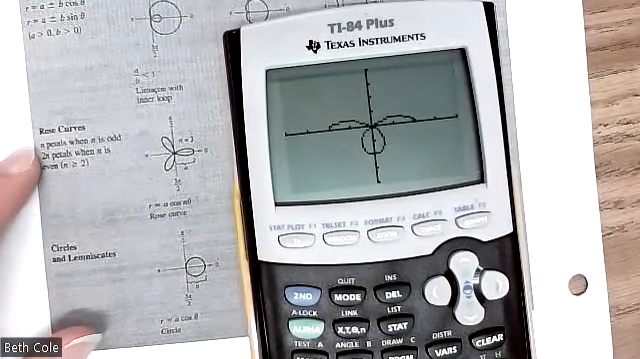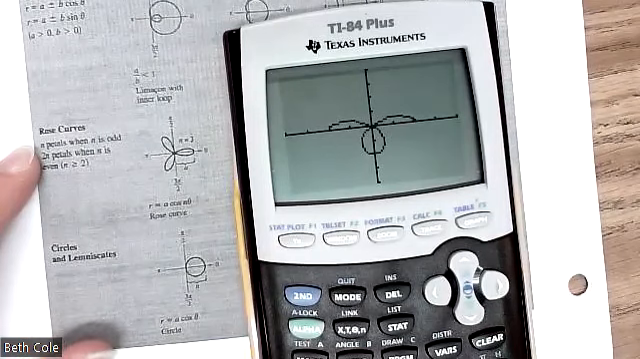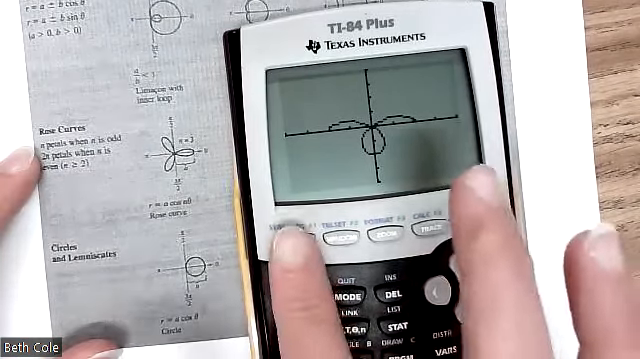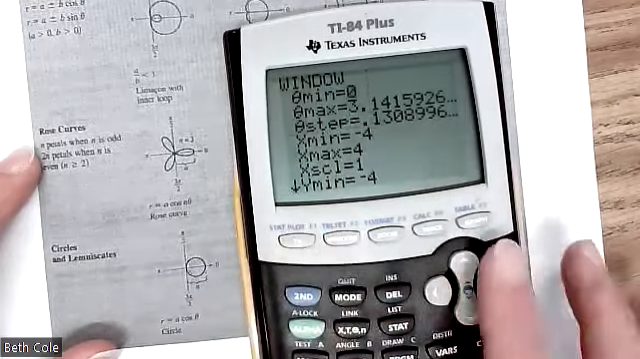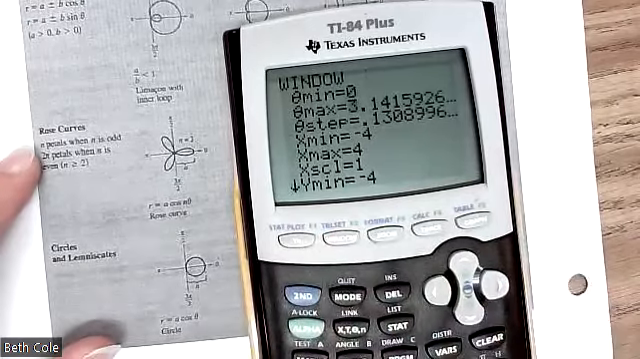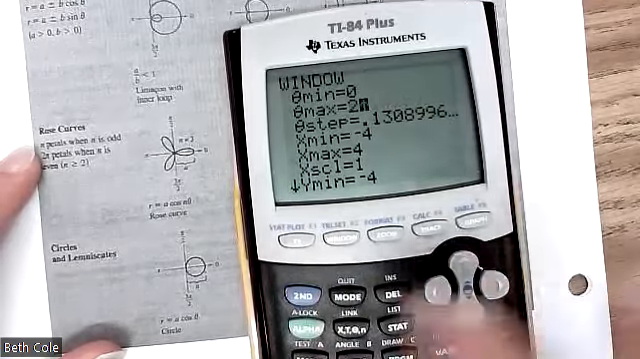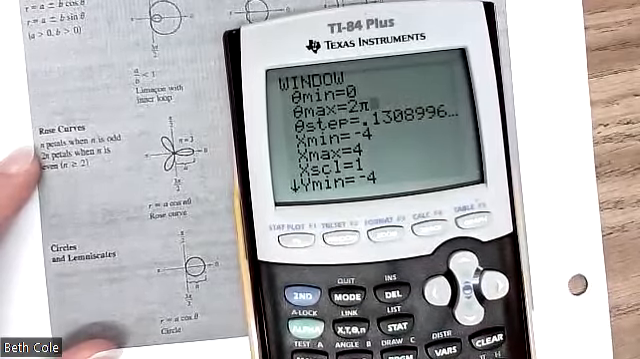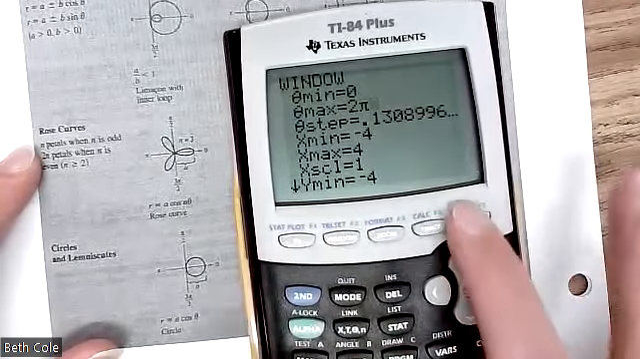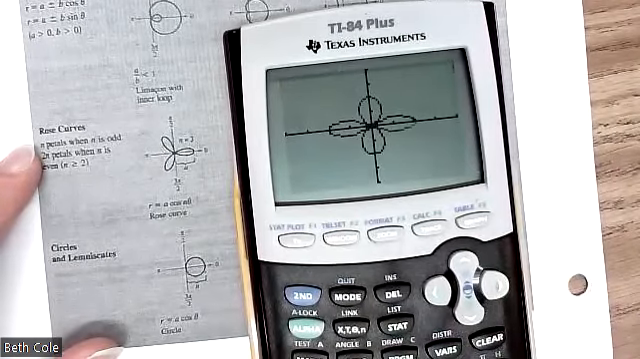Oh, but what happened? Why did we only get half of it? Go back to your window. We only rotated to pi. Can you change it to 2 pi and then we'll get the whole thing? Change it to 2 pi and hit graph and then you'll get the whole thing. Oh, yeah.